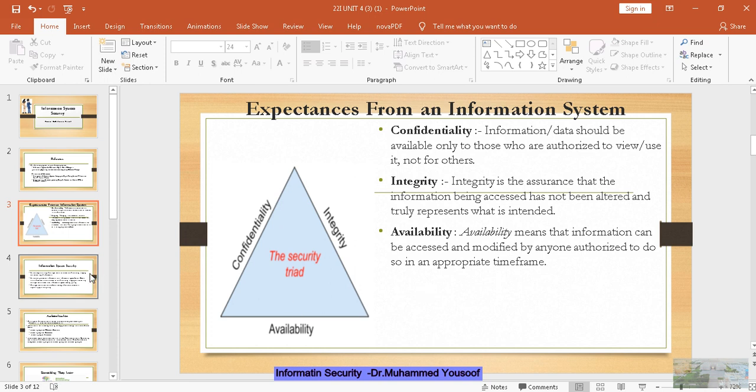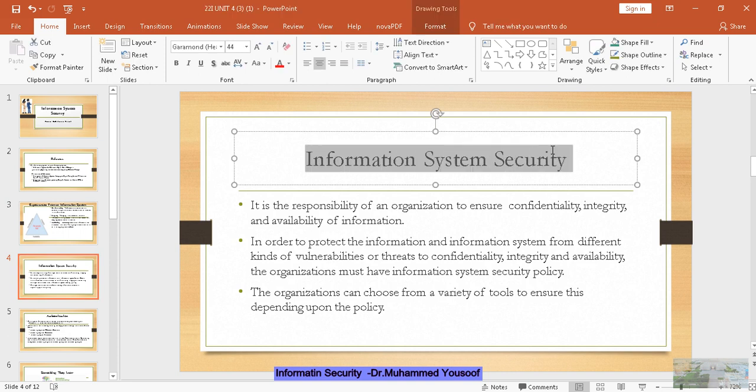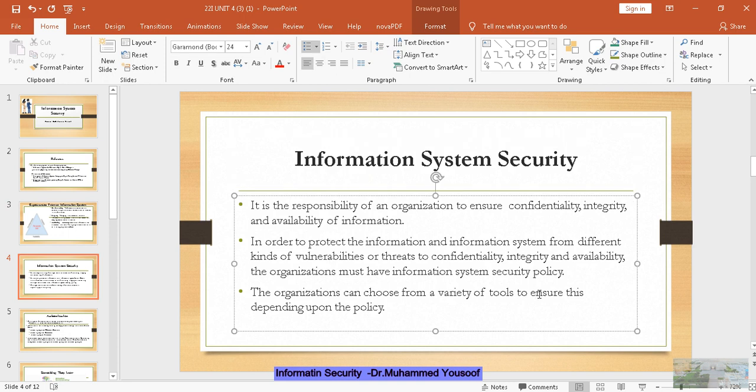Now let's go for the next one. The next one is the definition of information security. I told you the biggest challenge people face in using the information system, or why people are reluctant to use e-services or anything which is available online, is the fear over the security of the data. Information security, or system security, means the security of the information that is stored in the information system.